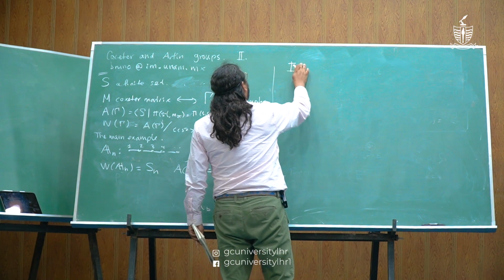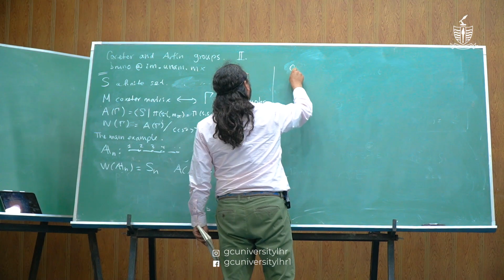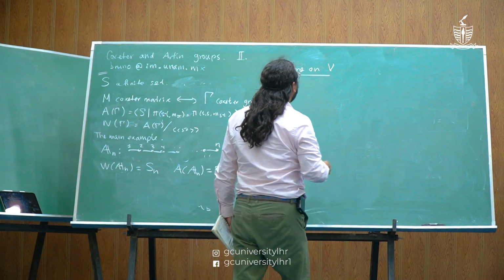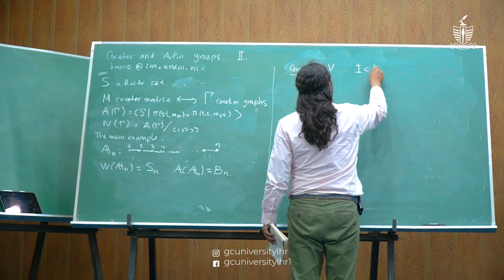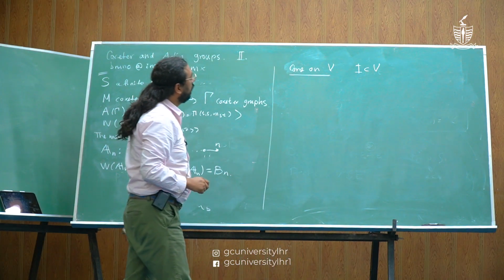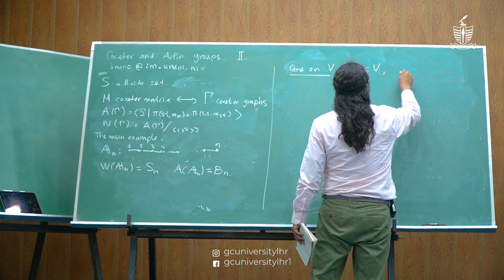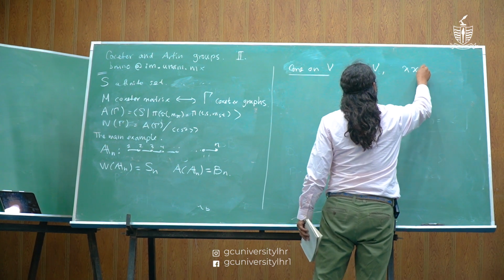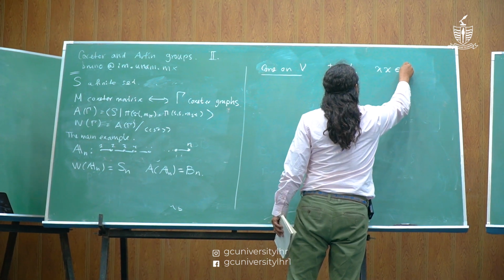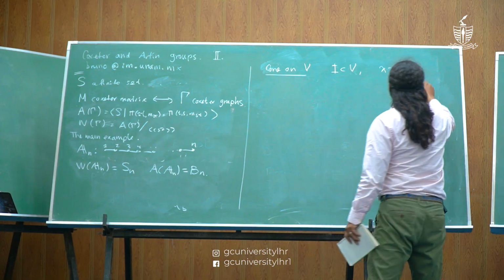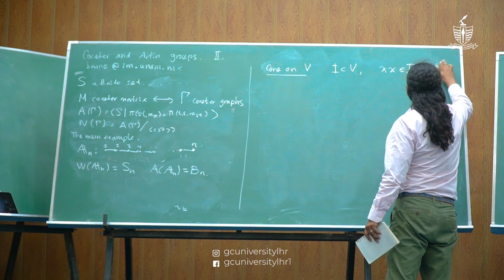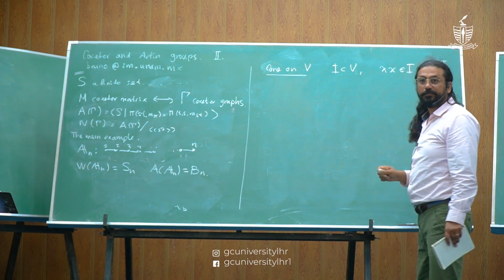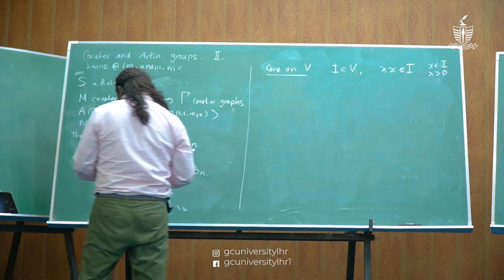Okay. Just a reminder. We will say a cone on B is a subset of B such that whenever I take lambda x, it belongs to E, for any x in E and lambda positive, right? This is a cone.